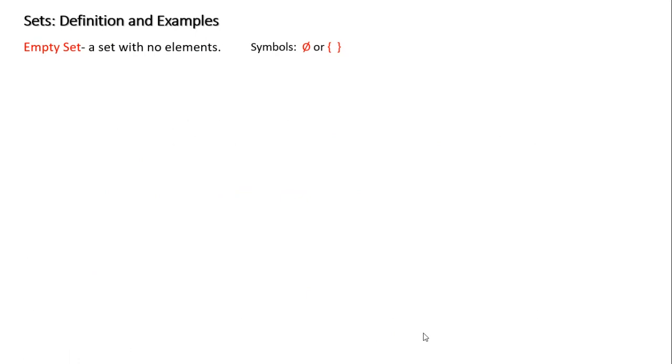Let's first talk about the empty set. An empty set is a set with no elements. The symbol that we're going to use for an empty set is a little zero with a slash through it, or just the brackets with nothing in there. It's very important that if you're going to use the empty bracket symbol, you don't put anything in there, because if I put empty brackets and put the number 0 in there, that's not empty.